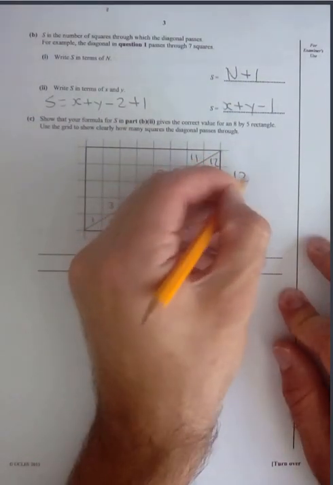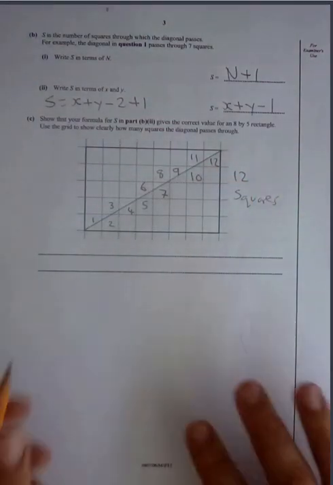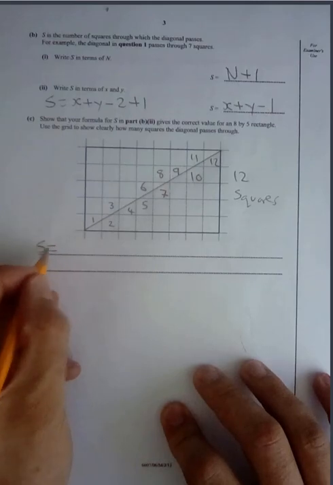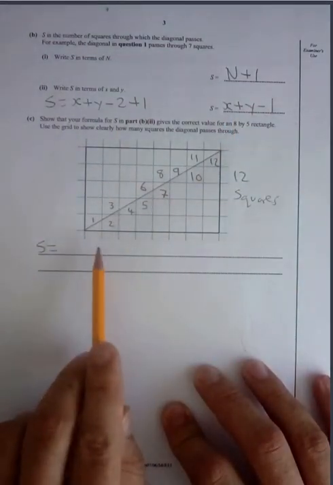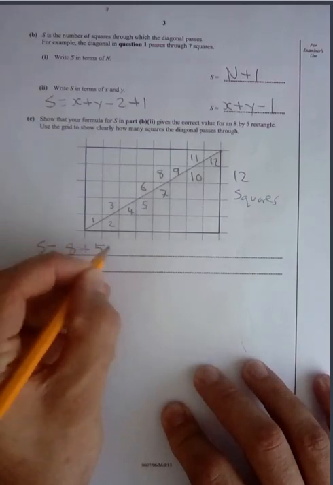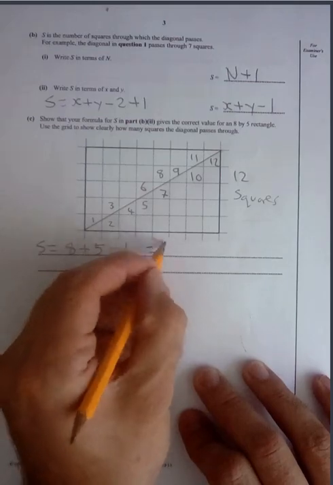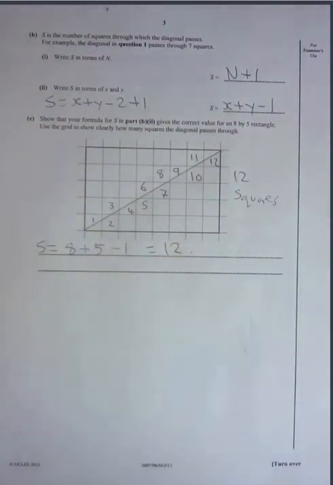So let's write that down. By the formula, well, s should be x plus y minus 1. Well, x was 8, y was 5, so 8 plus 5 minus 1. 8 plus 5 is 13, 13 minus 1 equals 12. So it does work.